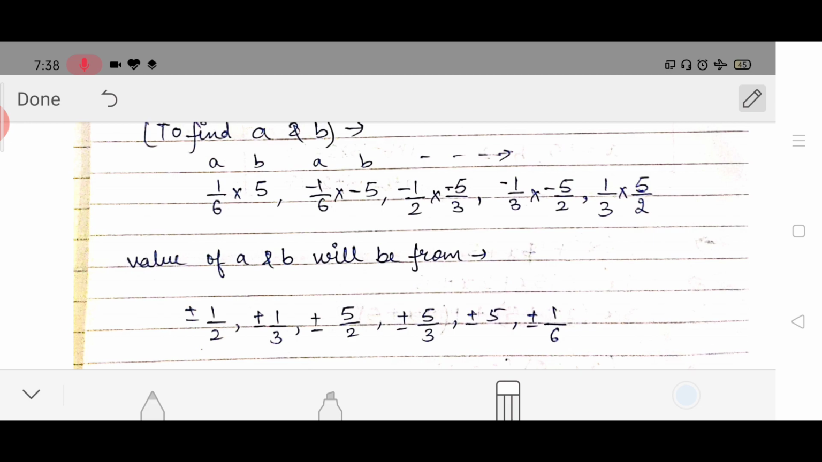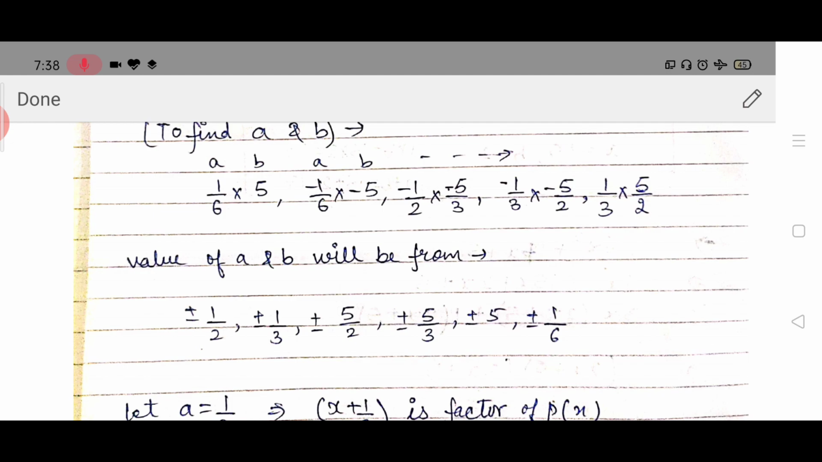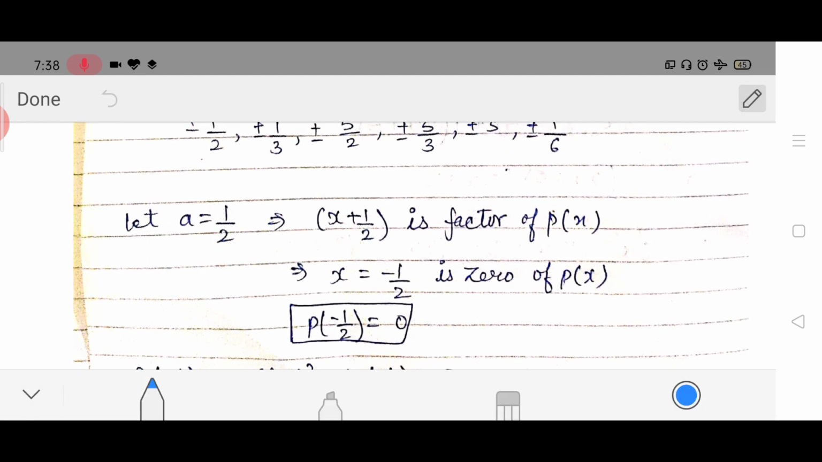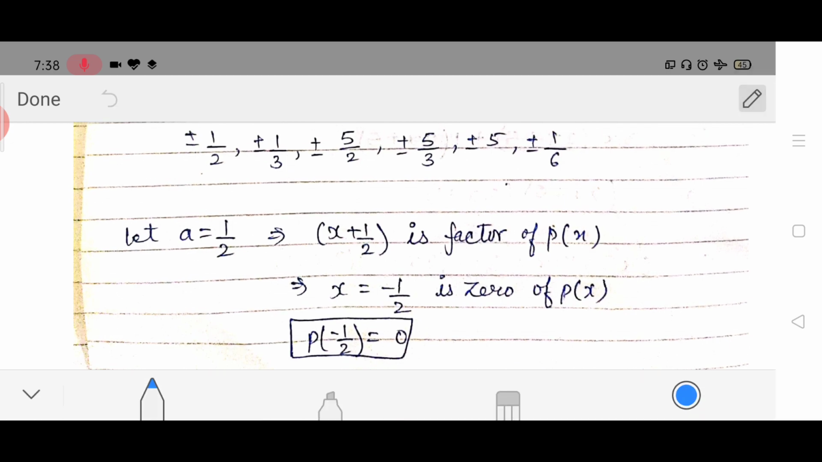But now the question is, is it so simple to find the exact value of a and b out of so many values? So what we have to do is just take values one by one. For example, we are taking the first value as 1 by 2. If we are having a as 1 by 2, if a is the factor, what can you write? x plus 1 by 2 is the factor of the polynomial.